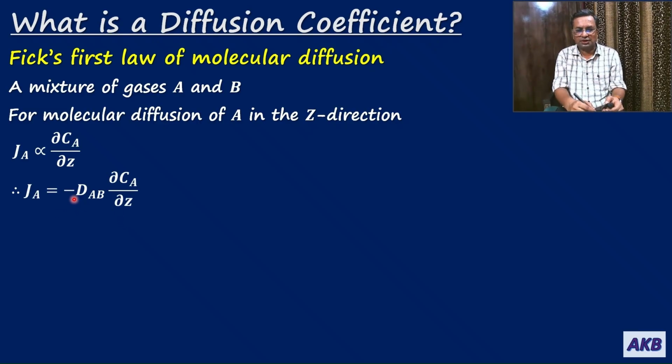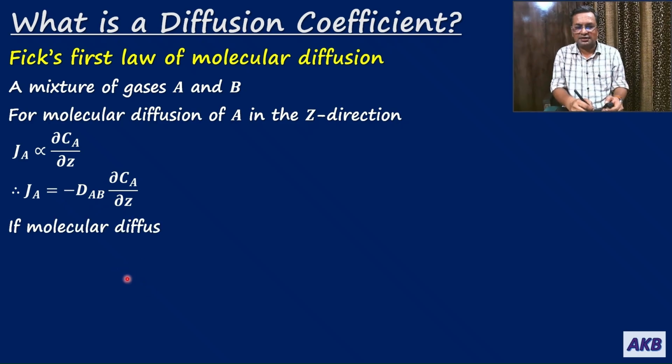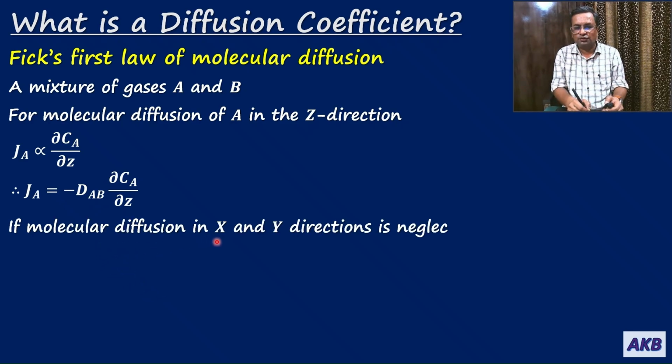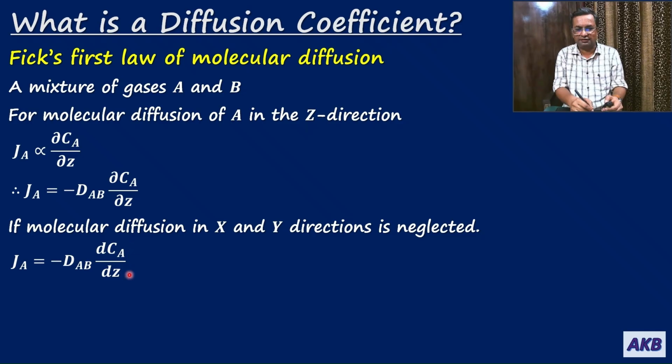If you remove the proportionality, we will have to introduce a constant, and the constant is DAB. In that case, the equation will be JA is equal to minus DAB into ∂CA by ∂Z. And if you neglect molecular diffusion in the X and Y directions, that means if we assume that there is diffusion only in the Z direction, then we can replace this partial derivative with a total derivative. In that case, the law will be written as JA is equal to minus DAB into dCA by dZ. Now you have the total derivative.